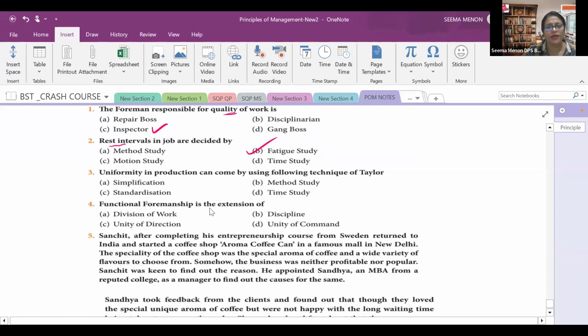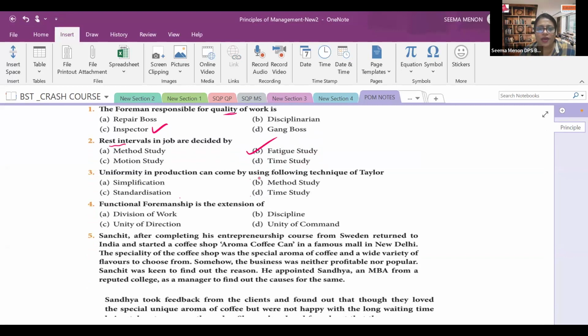Now, uniformity in production can come by using which of the following techniques of Taylor? Simplification, standardization, method study, time study. You have to just recapitulate the concept which you prepared. So what will come?